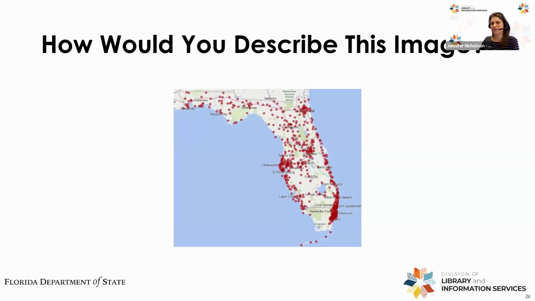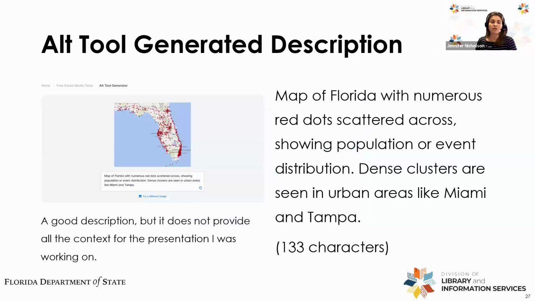So I will go ahead to the next slide and show you how I decided to approach this. First I put it into the Tailwind alt text tool to see what it would say. The generation that came up was: map of Florida with numerous red dots scattered across, showing population or event distribution. Dense clusters are seen in urban areas like Miami and Tampa. So that's pretty good, right? I mean, considering we don't really know the full context of this.